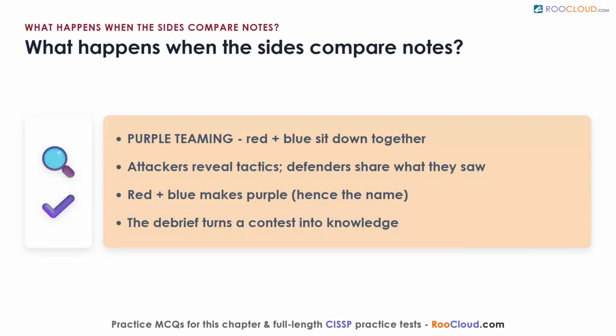What happens when the 2 sides compare notes? You get purple teaming. Once the exercise ends, the red and blue teams sit down together and walk each other through what they did. The attackers reveal their tactics. The defenders explain what they saw. And everyone learns from the exchange. Combine red and blue, and you get purple, which is exactly where the name comes from. It is the debrief that turns a contest into shared knowledge.